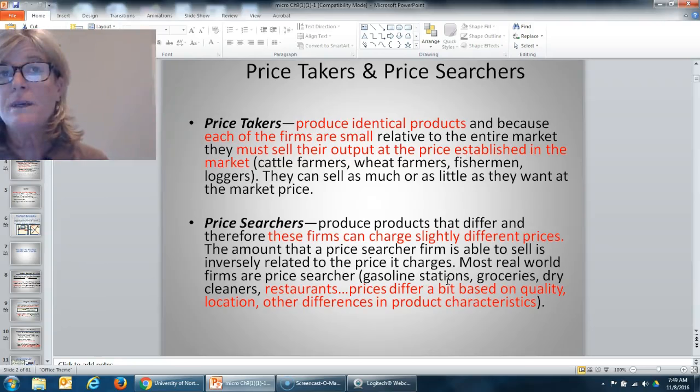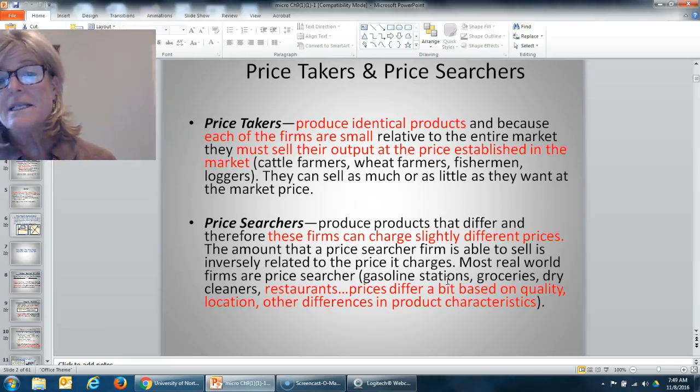It could be fishermen, loggers, they all sell pretty much the same product as everyone else, and they're small relative to the entire market. So that's a price taker. It takes the price from the world. It doesn't get to set the price. Now, price searchers, there's still a lot of competition in this type of industry. However, they do get to choose their price.